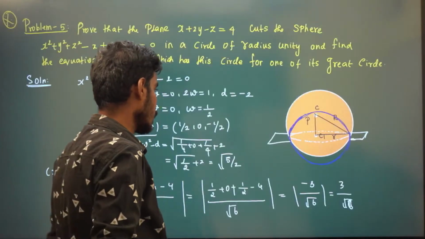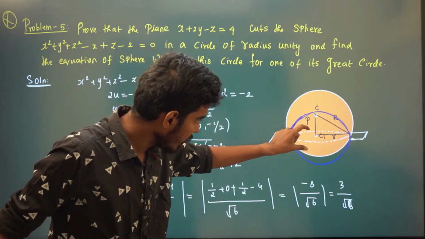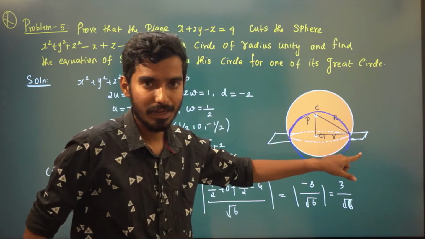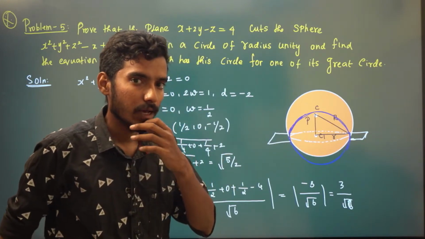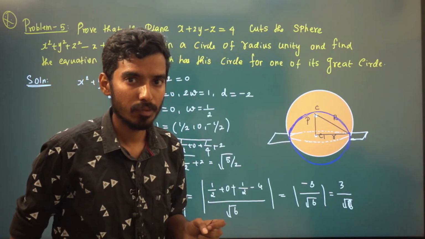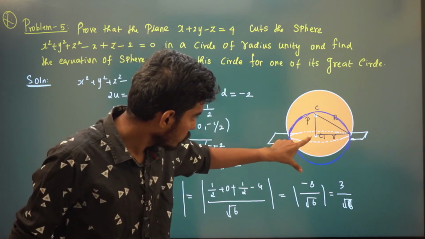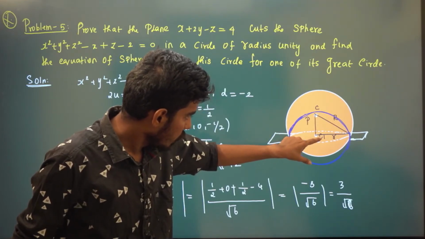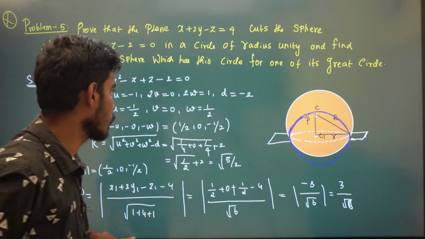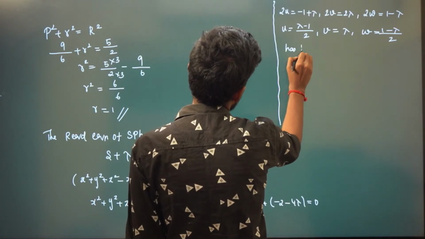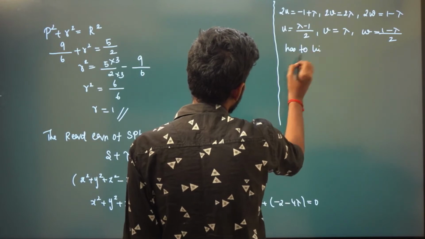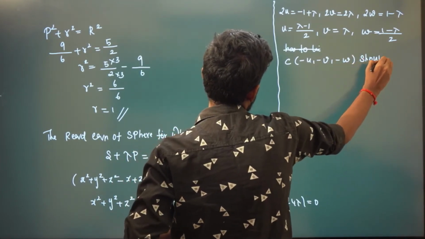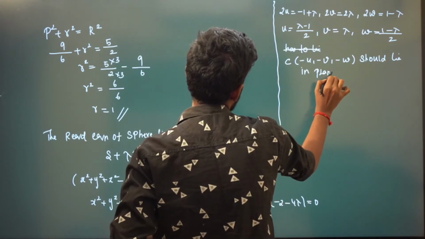Now, to find lambda, for this circle to be a great circle, C1 has to lie in this plane. Then we know that for a great circle, the radius of that great circle is the same as the radius of that sphere, right? So for this to be a great circle, C1 has to lie in this plane. Yes or no? Actually, this is not the center. The center is minus u, minus v, minus w, and it should lie in the plane. So this is the only idea.